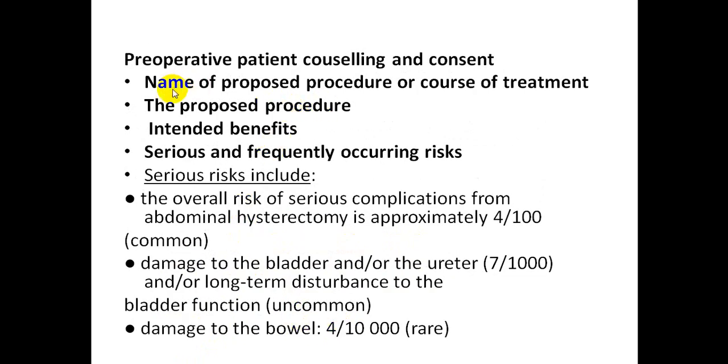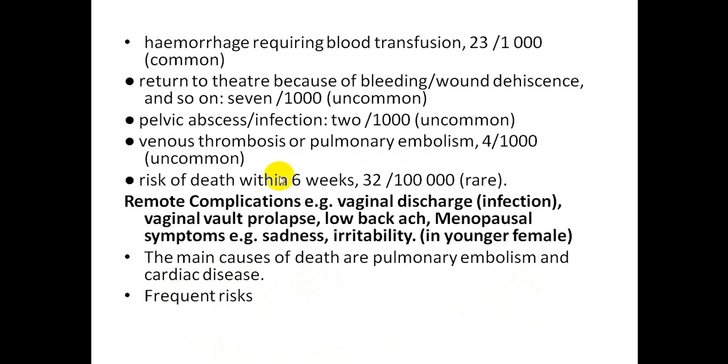Preoperative patient counseling: the patient should be prepared for hysterectomy with the name of the proposed procedure and the course of treatment. The purpose of the procedure, the intended benefits, and the serious and frequently occurring risks. Serious risks include the overall risk of serious complication as in abdominal hysterectomy, damage to the bladder, long-term disturbance to the bowel, bladder dysfunction, and damage to the bowel. Hemorrhage requiring blood transfusion, return to theater because of bleeding, wound healing problems, or any other complication of any surgery.